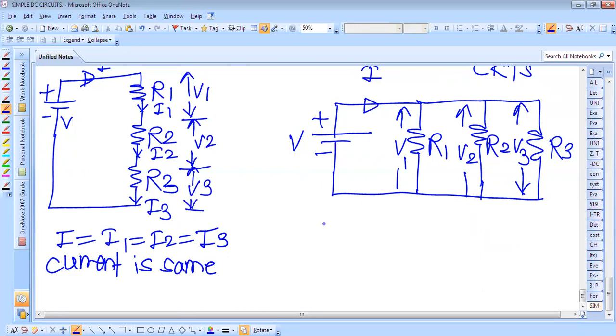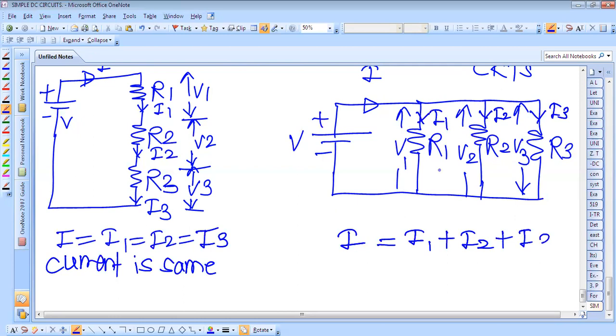And here, the total current supplied to the network equals the sum of the currents in the various branches, where current I is equal to I1 plus I2 plus I3. As there are three branches, the total current is equal to the sum of the currents in the various branches, I1 plus I2 plus I3.